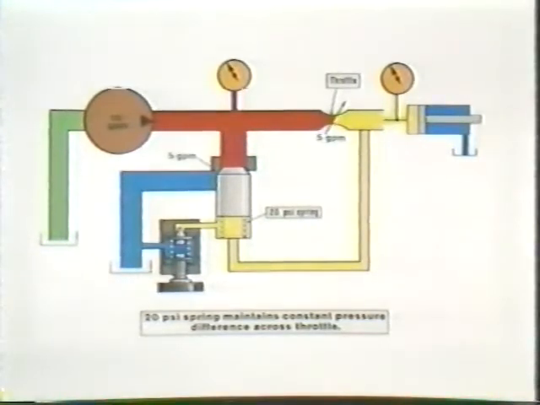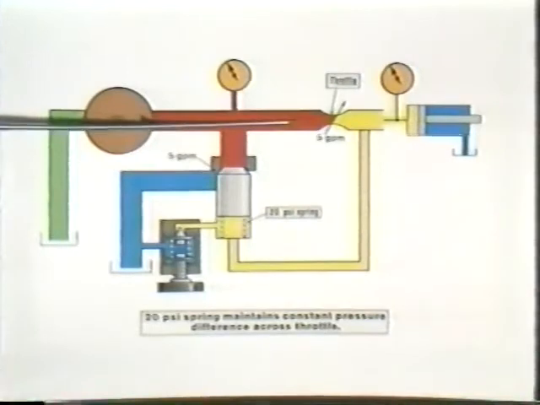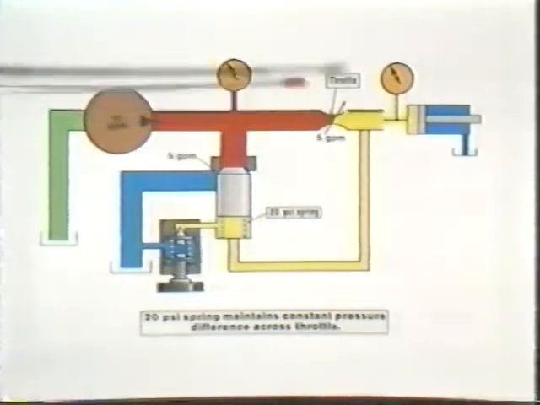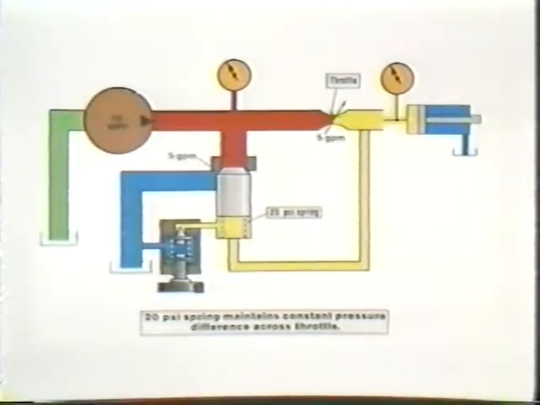So we would have 5 gallons per minute taking this path, the other 5 moving the cylinder. With pressure at this point 20 psi and the pressure at this point 0, assuming no load, the pressure difference across our orifice is 20 psi.